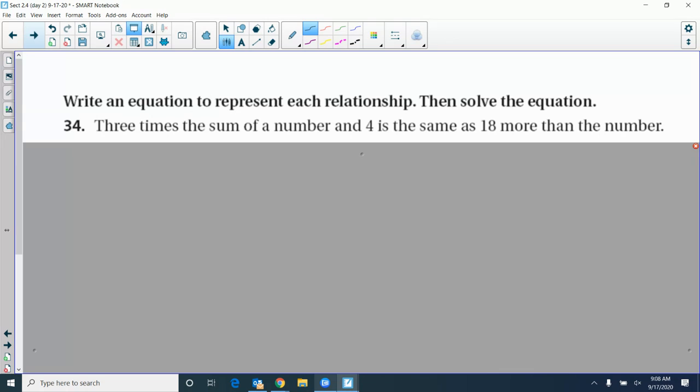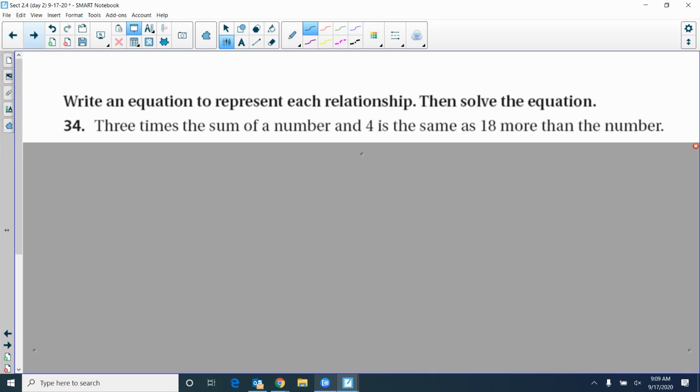Zachary? 3 and then in parentheses, x plus 4, and then equals 18 plus x. Okay, the key thing here, it says 3 times the sum of a number and 4. And he's right, you've got to put that in parentheses. So you've got 3 parentheses x plus 4 equals 18 plus x.